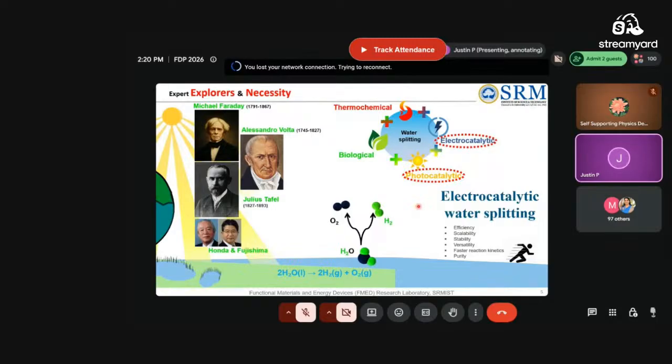You can use it for production of hydrogen, with stability, versatility, faster reaction kinetics, and purity. On purity, there are three types of hydrogen: gray hydrogen, green hydrogen, and black hydrogen. This electrocatalytic means of producing hydrogen is called green hydrogen, because through this process there will not be any production of carbon dioxide, especially in alkaline electrolysis. When you go for pollutant-based electrolysis, sometimes CO2 can be released. But in pure alkaline electrolysis, the possibility of producing CO2 is very low. That's why we say electrocatalysis is one way of producing green hydrogen, which means zero carbon dioxide.